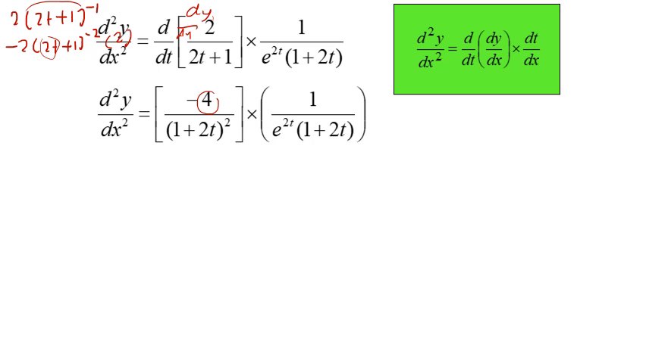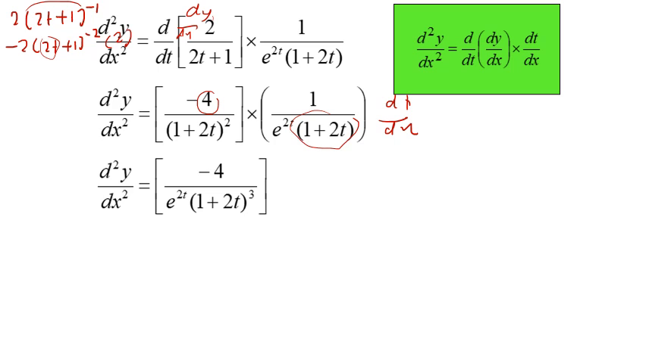So negative 4 over 2t plus 1 squared, or 1 plus 2t, never mind, it's just the same thing. So that's for the differential of dy/dx in terms of t. And then don't forget to multiply with dt/dx. In this case, we don't have an exponent to cancel out. Instead, we will join together 1 plus 2t, so here it becomes power of 3. So 2t plus 1 to the power of 3, exponent also there. So that's the answer for the second derivative.